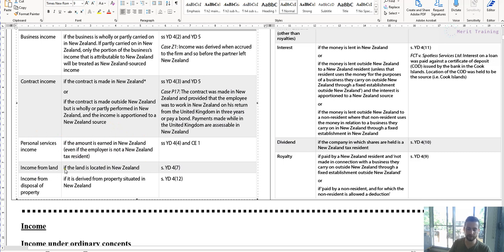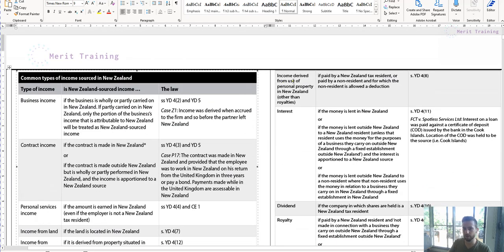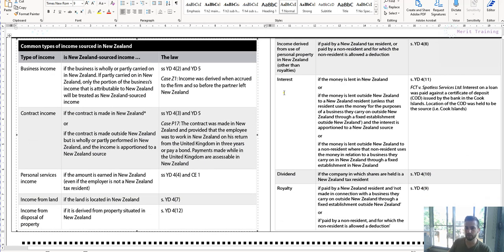Income from land is New Zealand income if it's located in New Zealand. Income from disposal of the property, again, is whether the property is situated in New Zealand. Income derived from the use of personal property in New Zealand, other than royalties. So if it's paid by a New Zealand tax resident or paid by a non-resident for which the non-resident is allowed a deduction, then it's New Zealand income.